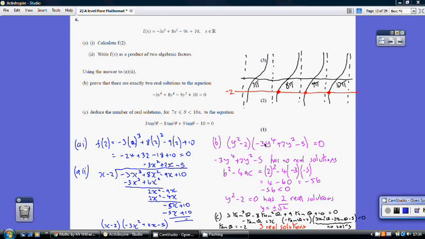Now this second factor has no real solutions. How do I know that? Well, I can just do b squared minus 4ac, and I get the discriminant, which is less than 0. I get minus 56, so I get no real solutions from here. So my real solutions have to come from this first algebraic factor, y squared minus 2. So my two real solutions are, by adding 2 and then square rooting, y equals plus or minus root 2.